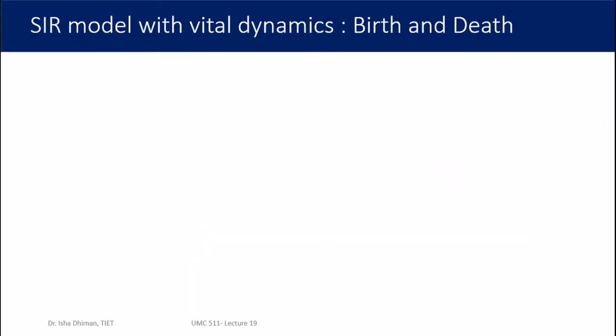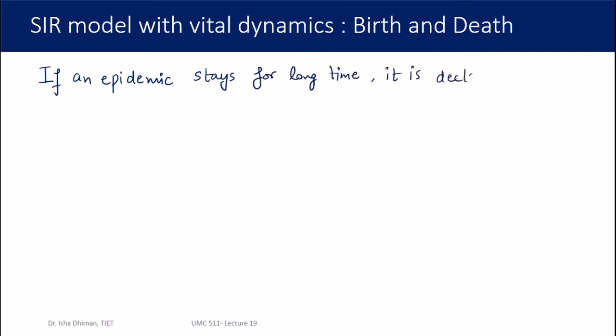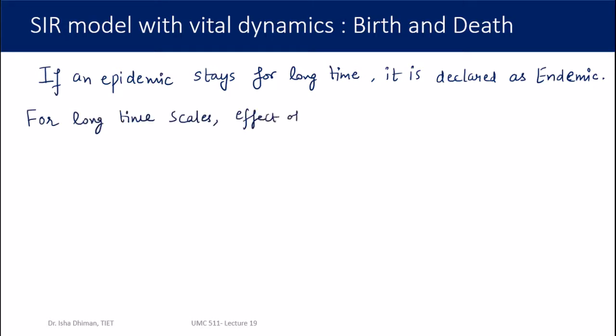And now you can talk about the SIR model with vital dynamics. If you also want to include birth and death into the picture, your model is going to be modified. That's the meaning of vital dynamics. If an epidemic stays for a long time, it is declared as endemic. That's another word I was talking about. And for a long time, the effect of birth and death needs to be included.